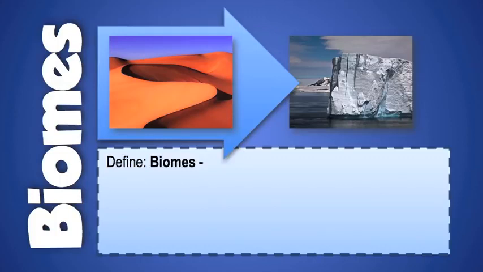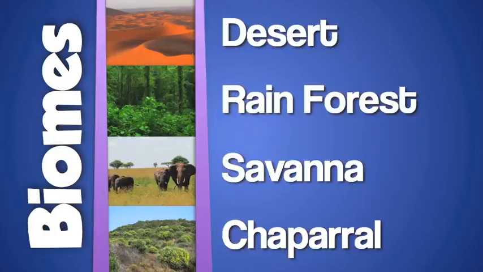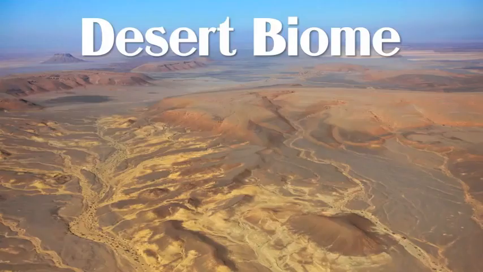All right, so what is a biome? Well, biomes are climate zones. And throughout that area, throughout that region, you see the same average temperature and average precipitation. And what that means is that you will also see very similar plants and animals living in that region as well. All right, so what are the biomes of Africa? Well, there's 4 of them: deserts, rainforests, savanna, and chaparral. But let's start with deserts.